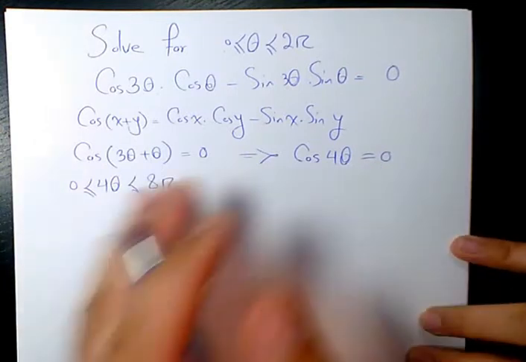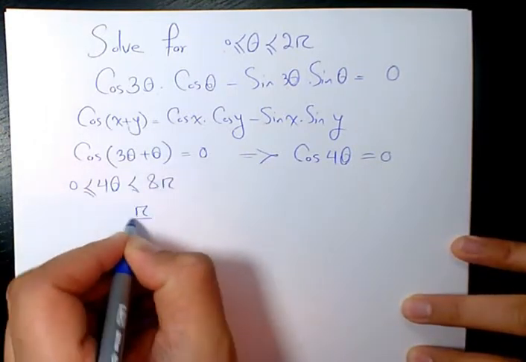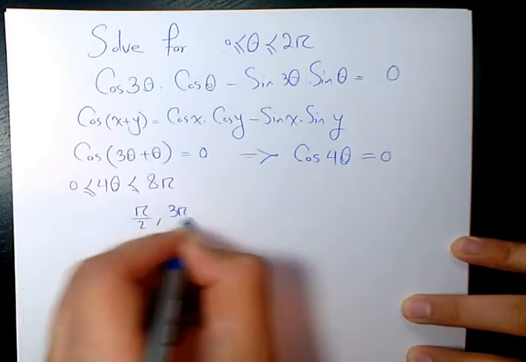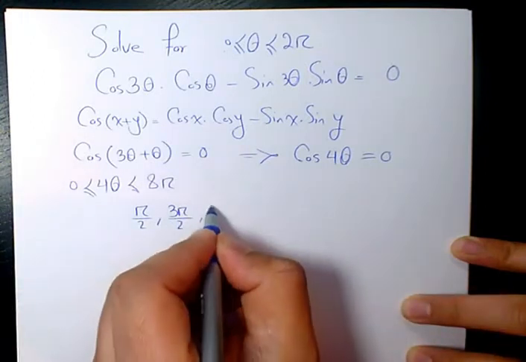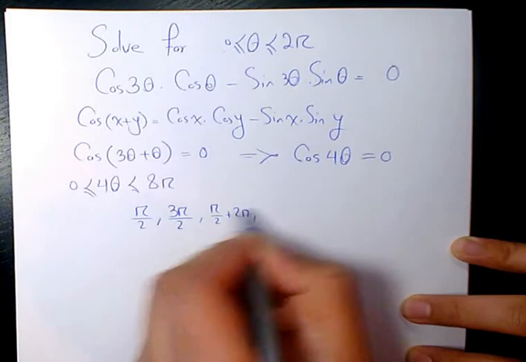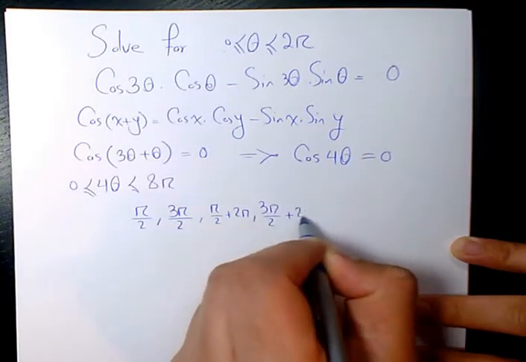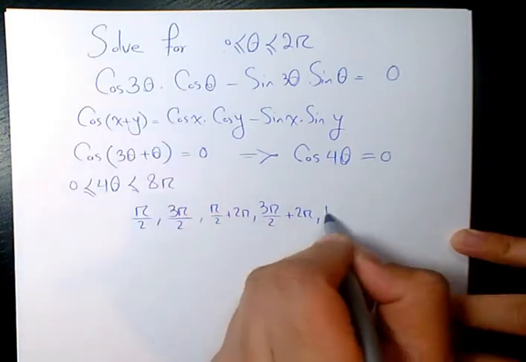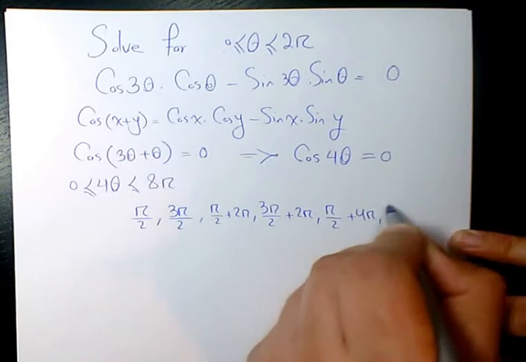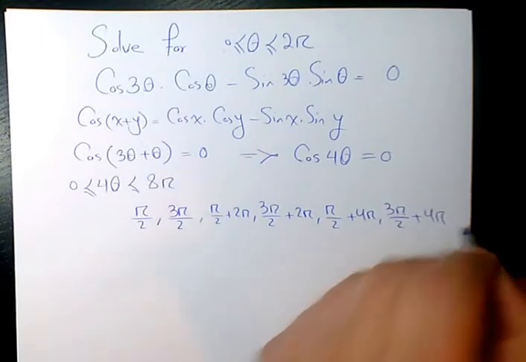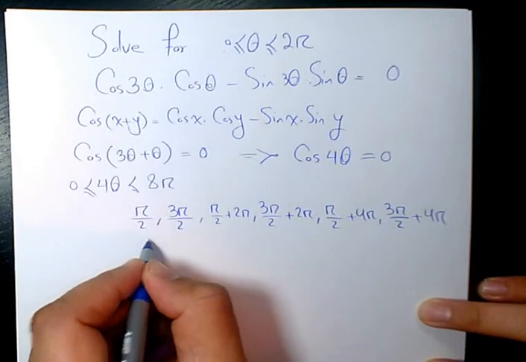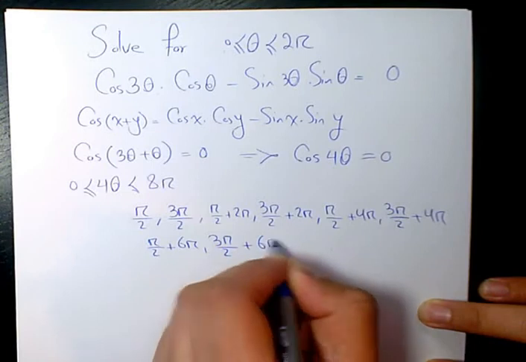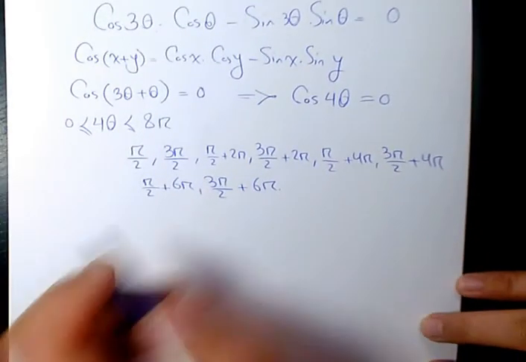It means that the answers can be pi over 2, 3 pi over 2, that's for the first round. For the second round, we have pi over 2 plus 2 pi, 3 pi over 2 plus 2 pi. The third round is going to be pi over 2 plus 4 pi, 3 pi over 2 plus 4 pi, and the last one is going to be pi over 2 plus 6 pi, 3 pi over 2 plus 6 pi. And then I need to rearrange it, simplify it.